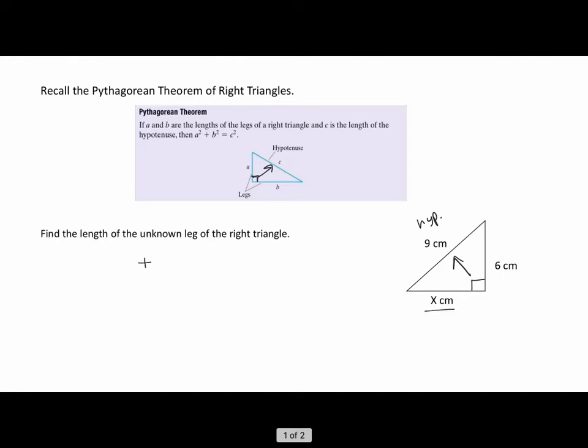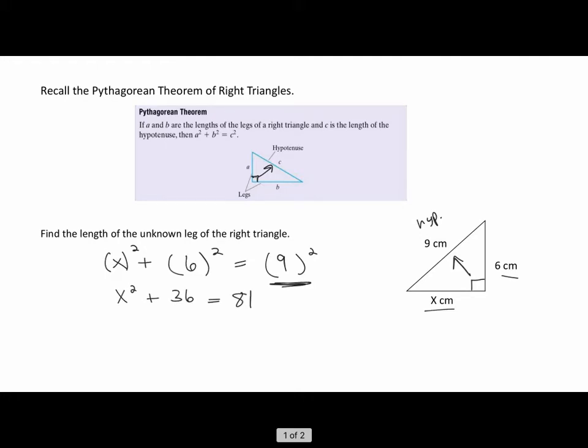So this side squared plus this side squared equals the hypotenuse squared. So x squared plus 6 squared equals 9 squared. And then the important one is the hypotenuse, because the other two are just legs, and the order of those doesn't matter, but the hypotenuse must be on one side of the equal sign by itself. So let's simplify these squares. X squared plus 36 equals 81.